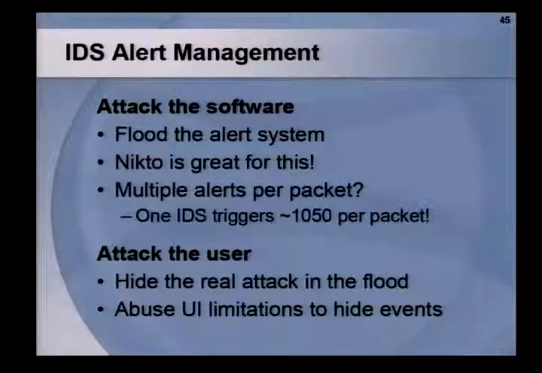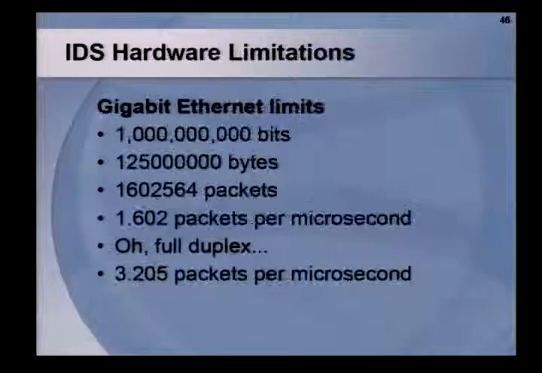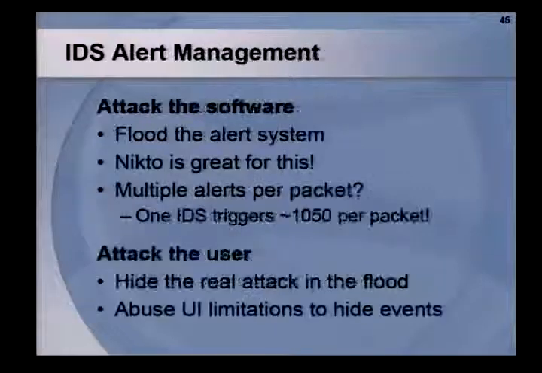It's really great for things like real-time consoles where they scroll IDS events. If you can force scrolling of IDS events, like the old ISS console, well, yeah, run Nikto or send this packet. The one packet will generate 1,000 alerts per packet. You make it scroll so fast that the Windows will eventually crash. Or run out of printer ink. What was that? That was a great alert.